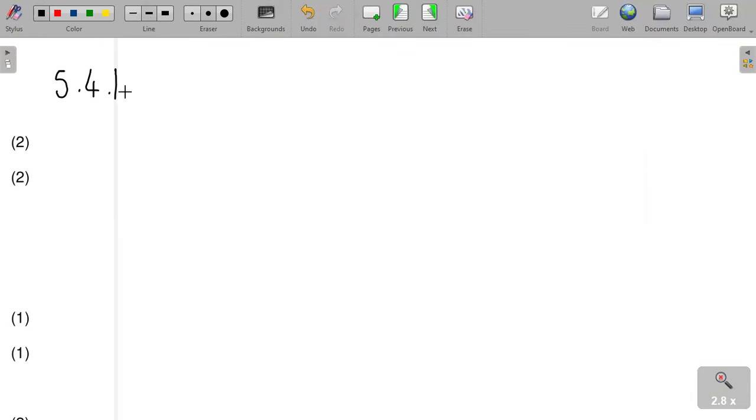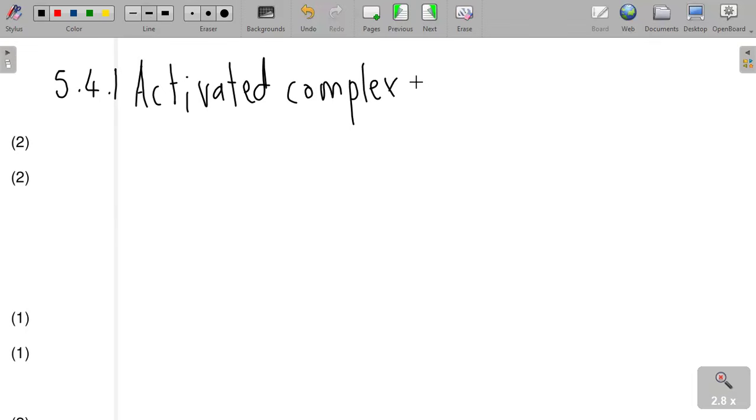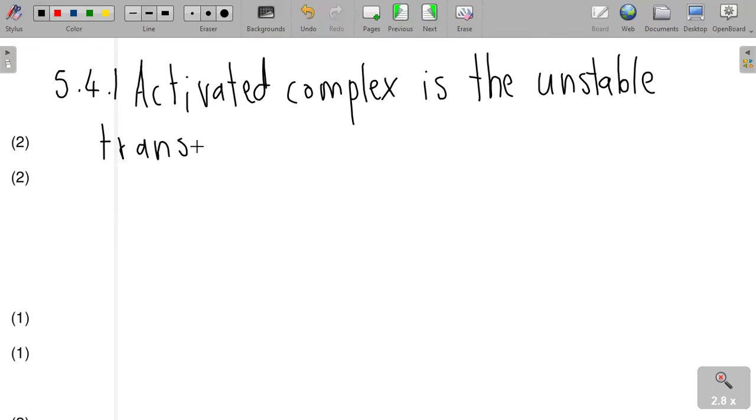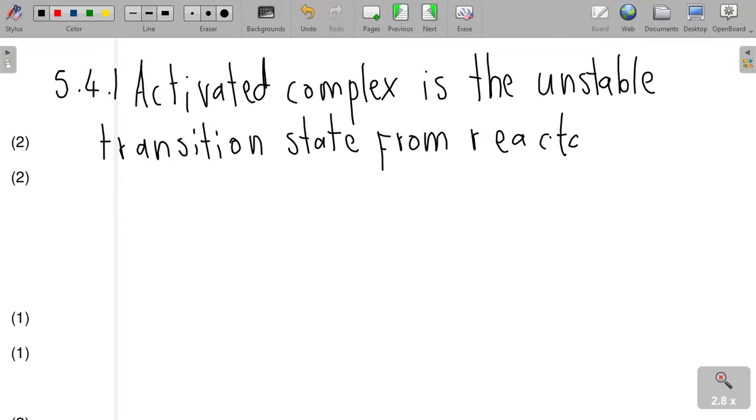What is an activated complex? An activated complex is the unstable transition state from reactants to products.